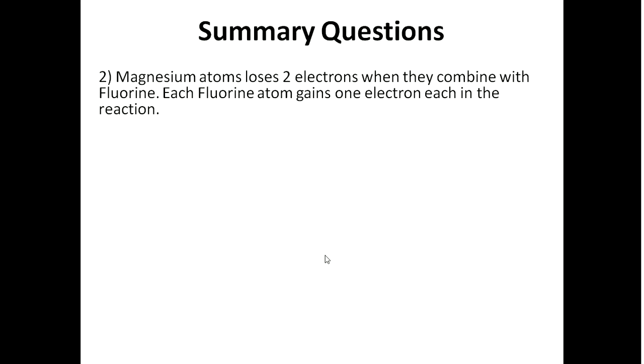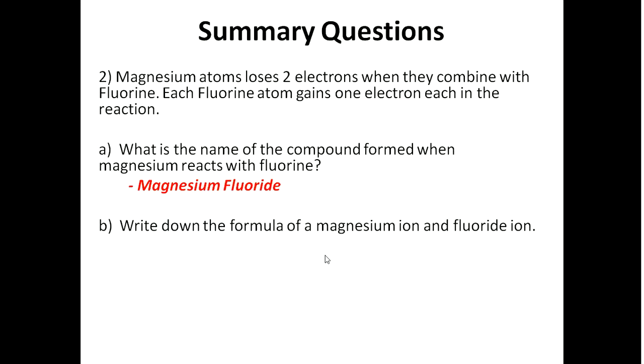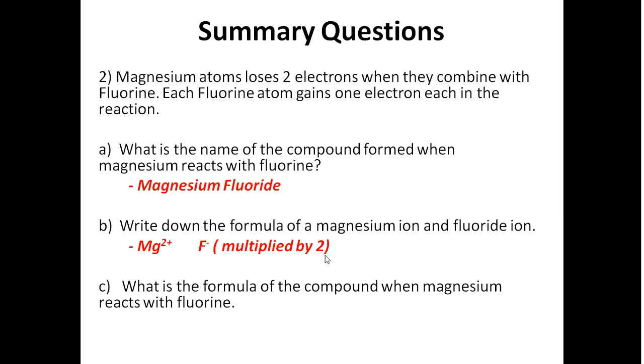Now let's go over the answer. Question 2a asked, what is the name of the compound formed when magnesium reacts with fluorine? And the answer is magnesium fluoride. Question 2b, write down the formula of a magnesium ion and fluoride ion. And the answer is Mg2+ and 2 lots of F-. Question 2c, what is the formula of the compound when magnesium reacts with fluorine? And the answer is MgF2.